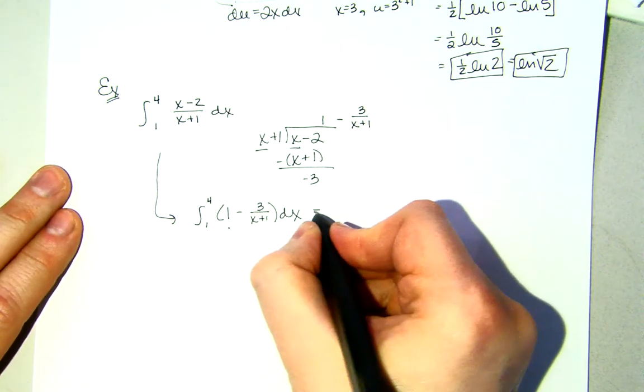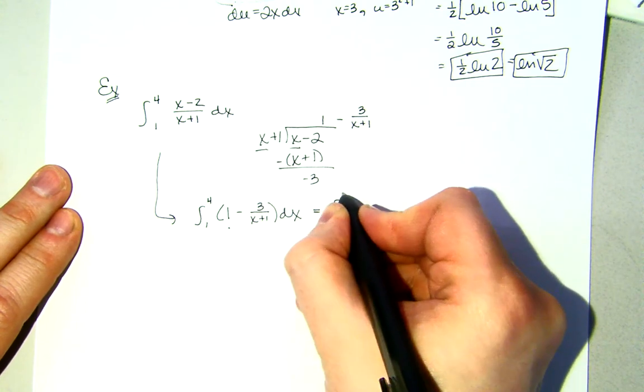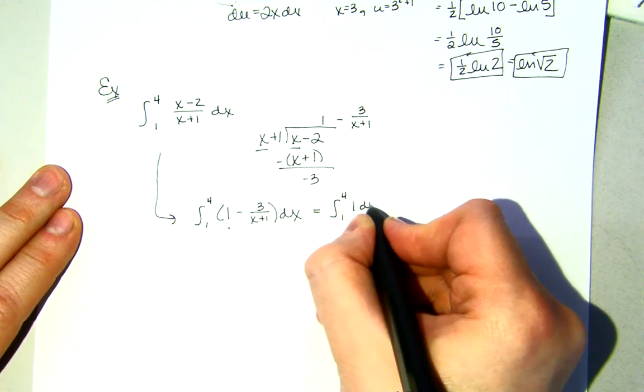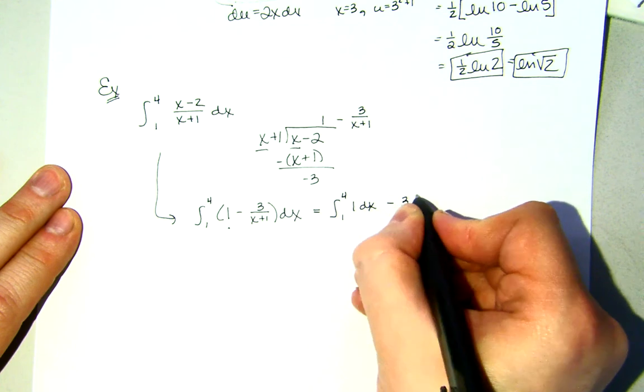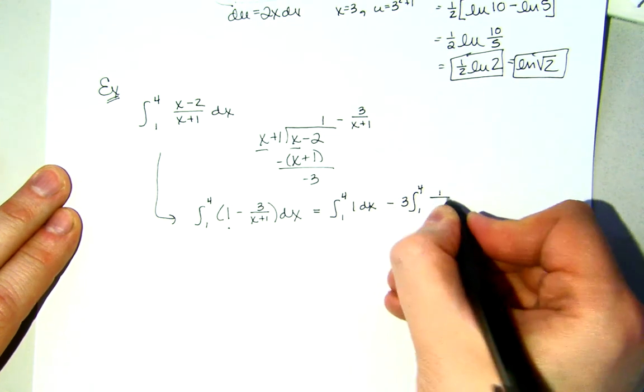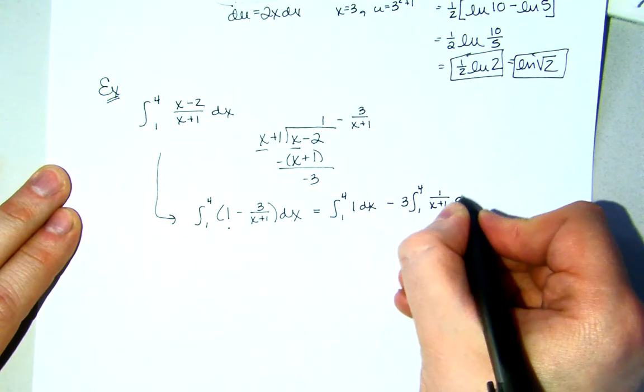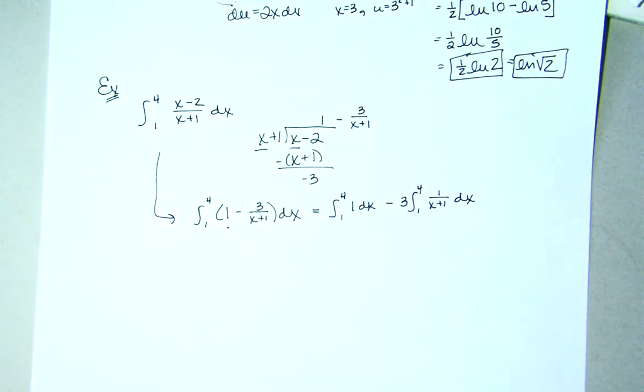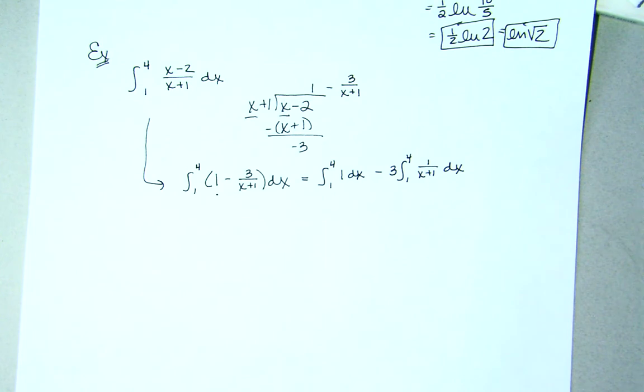So I'm going to split this into two problems. The integral from 1 to 4 of the constant 1 dx minus, why don't I just move that 3 out front, the integral from 1 to 4 of 1 over x plus 1 dx. I'm going to be fine with the first one. I'm just going to leave it as is for right now. With the second one, what's u?